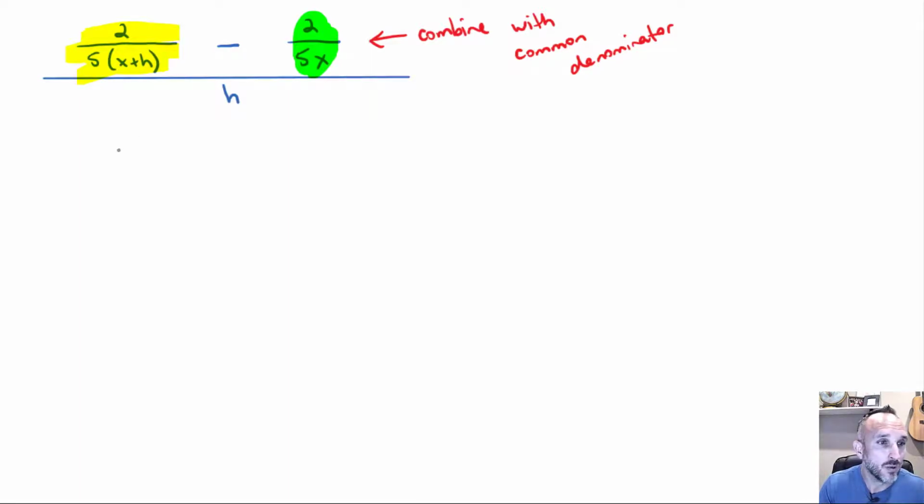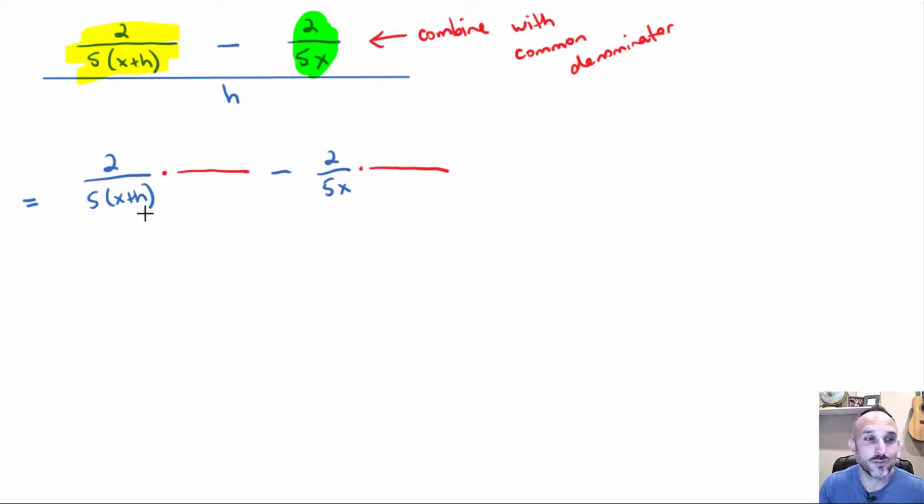All right, so if I want to combine the top two fractions with a common denominator, what I have to do is I have to multiply each of them by something, and I'll multiply it in red, multiply by another fraction in red, so that my denominators end up matching. Okay? And all of this is over h. Don't forget the over h portion. It's super easy to forget that when you're dealing with all this other stuff on top.